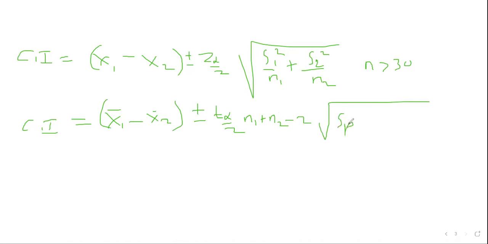Then we're going to get what is called a pooled variance. This pooled variance is calculated separately. It has its own formula. This formula is kind of ugly. Something like that.